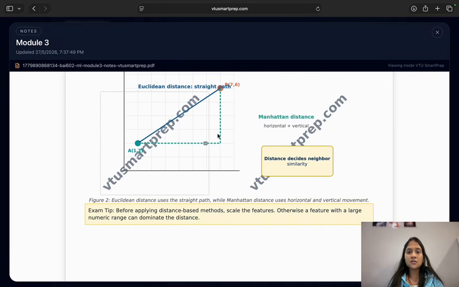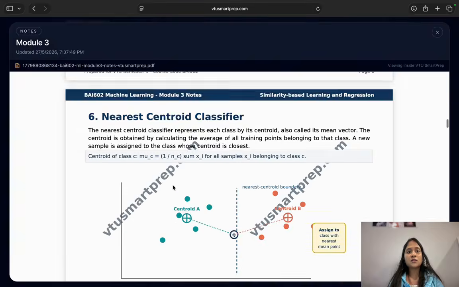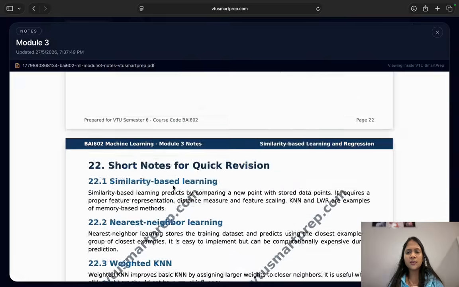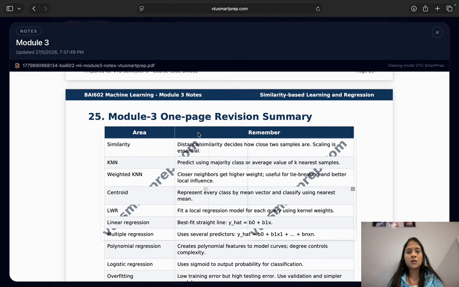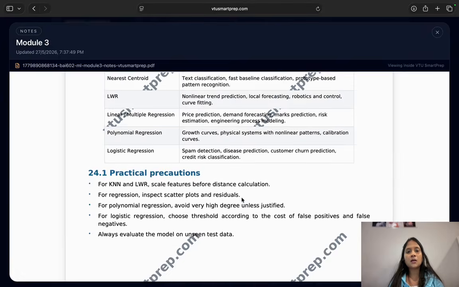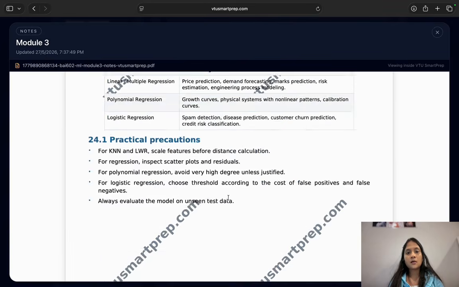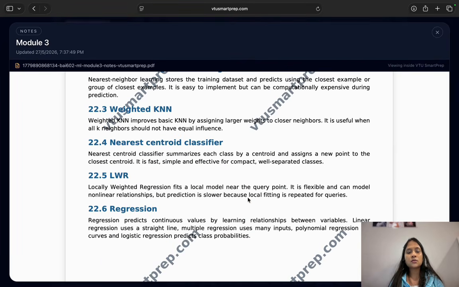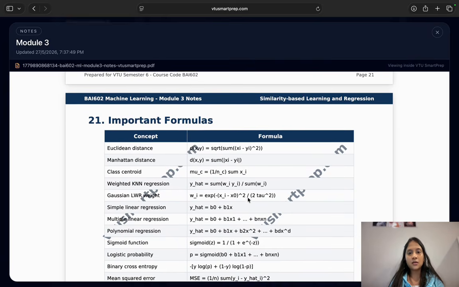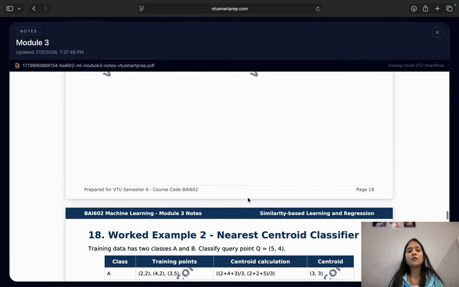If you remember these diagrams and the points mentioned here, it is more than enough. Here you can see how many pages of notes it is: 26 pages. You have to remember these keywords. At the end, there is a one page revision summary. The summary is also available, and applications. Everything is available in these notes, like last moment preparation, what all things you have to remember. Those things are there in these notes. For a more detailed answer, you can refer to the textbook.